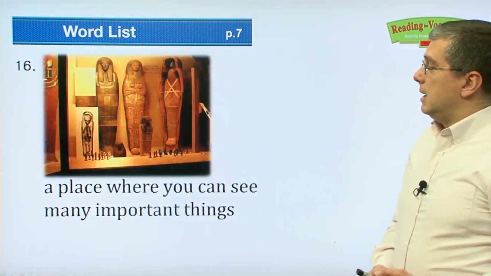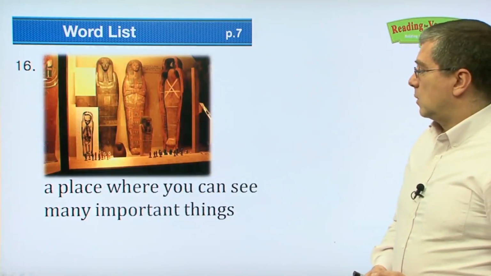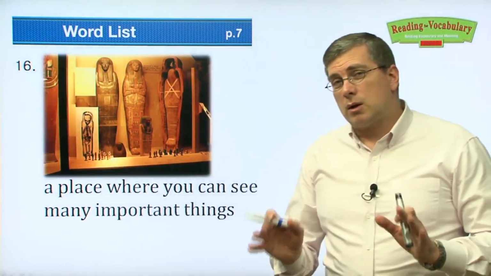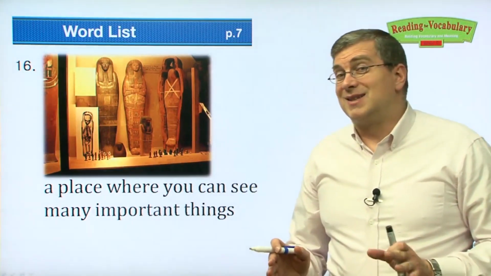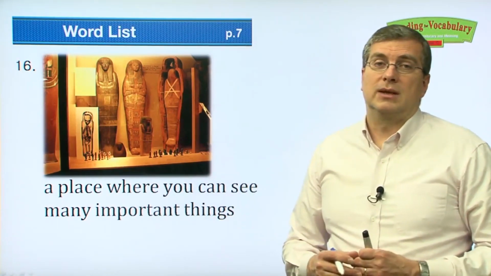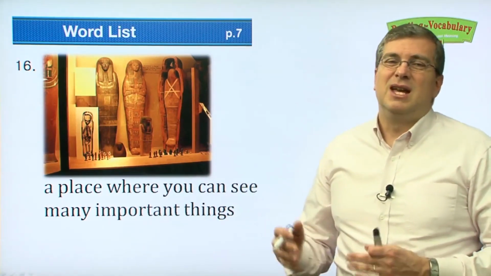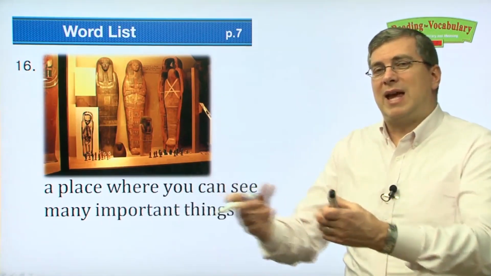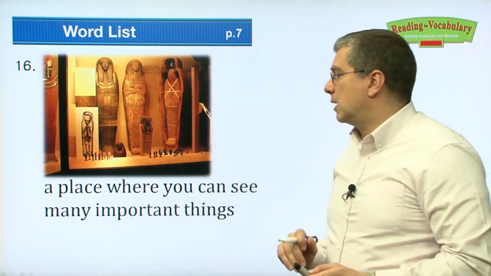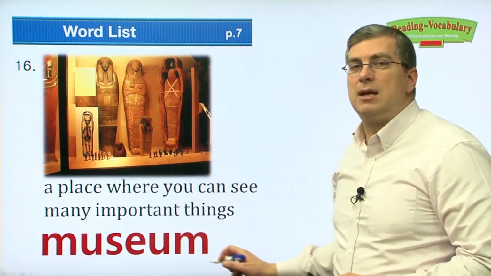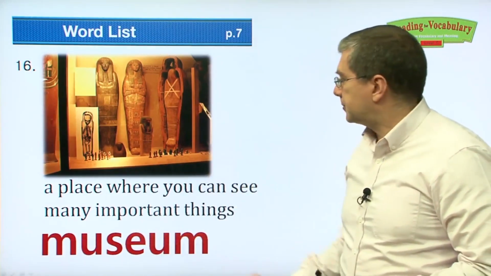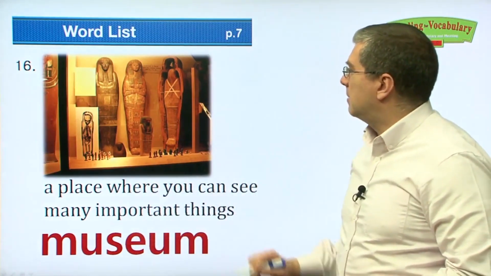Okay, another word here, a place where you can see many important things. So if you want to learn about things that existed a long, long time ago, or things that exist now, but usually they're from history, people will take them and display them in certain buildings. What is that building called? It's called a museum. Museum. A place where you can see many important things.